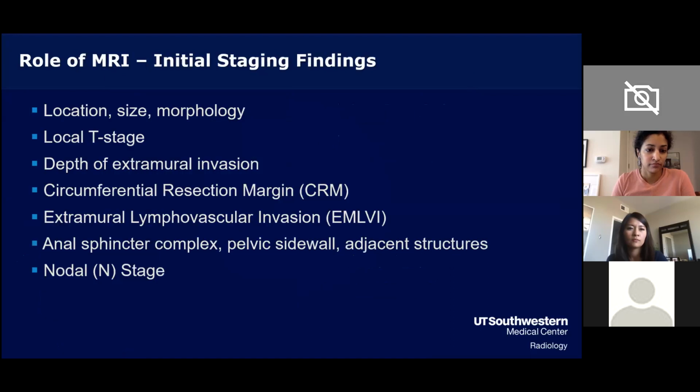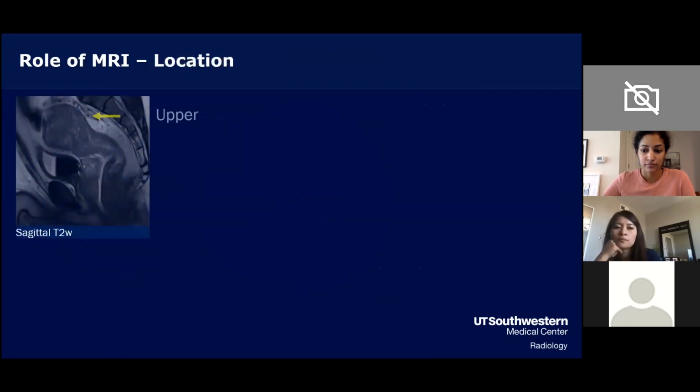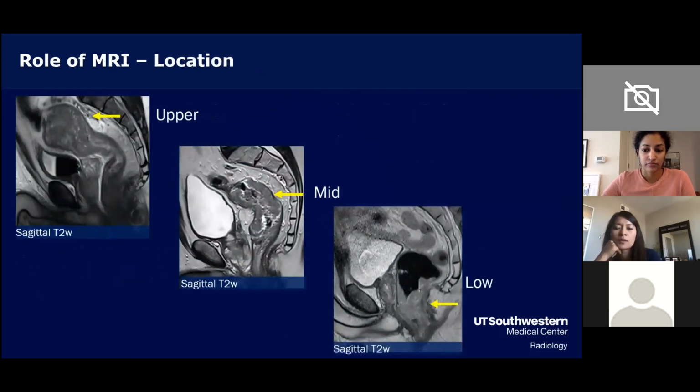And then as we go through the actual MR staging process, there are a number of parameters that we have to describe, and these are listed here. I'm not going to go through each one, but as I go through the talk, you'll see each one described. So the first thing is the location of the tumor, and this can be described as an upper, middle, or lower rectal tumor. The rectum is generally considered to be about 15 centimeters long from the anal verge, and so if you divide that into thirds, you can gauge if the tumor is in the upper, mid, or lower rectum.